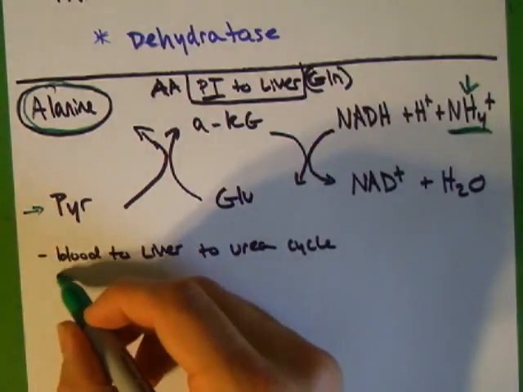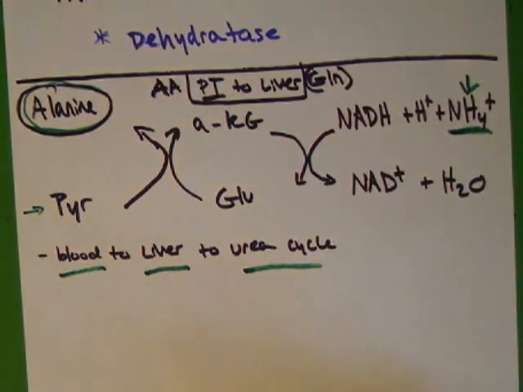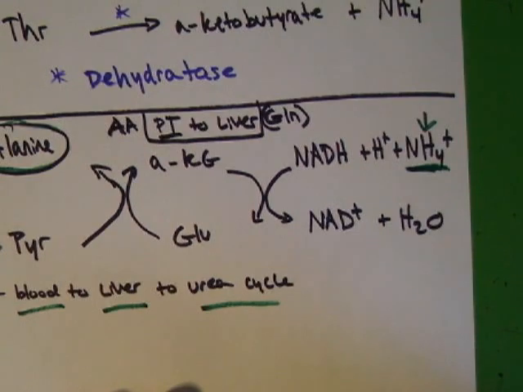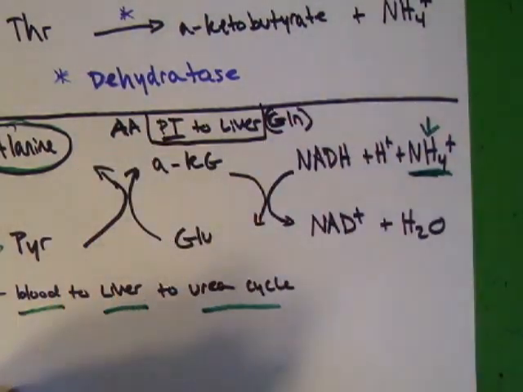sent from the peripheral tissue through the blood to the liver, and then you'll get rid of it through the urea cycle. The urea cycle is being used for the amino group, by the way, and the carbon skeleton of it will be used for gluconeogenesis. The body is very efficient. And once it gets to the liver, everything is just reversed.